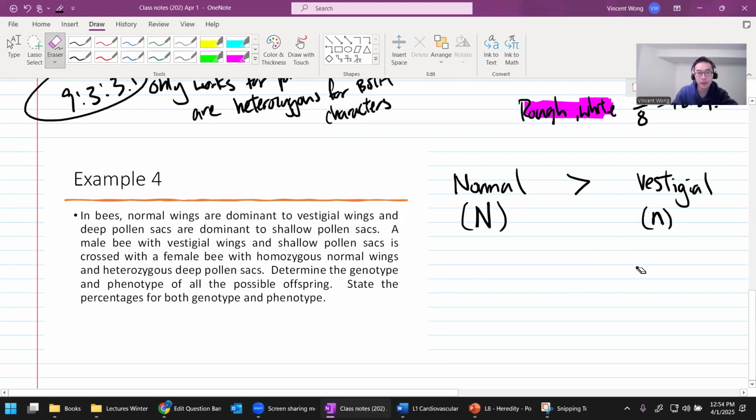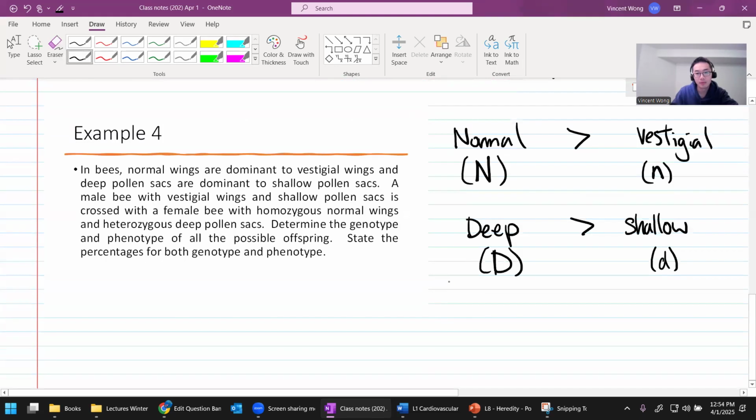And then the other character that we are looking at is the pollen sacs. The pollen sacs can be deep, which is dominant over shallow. So we can put deep is dominant over shallow. Okay, so capital D right here and small d. You have to come up with the appropriate letters before you do the question.